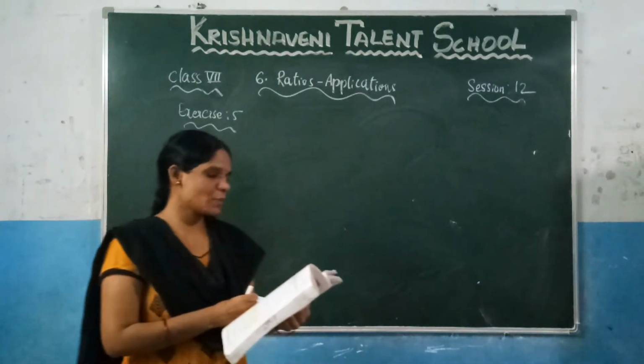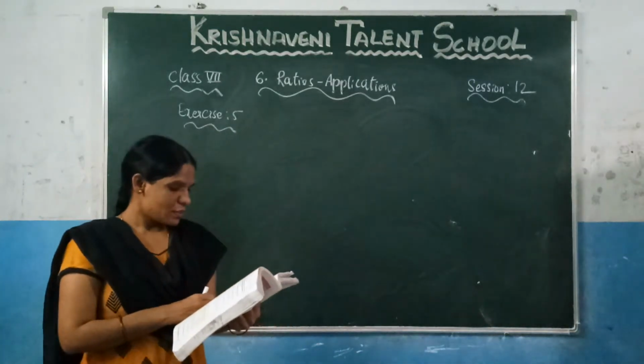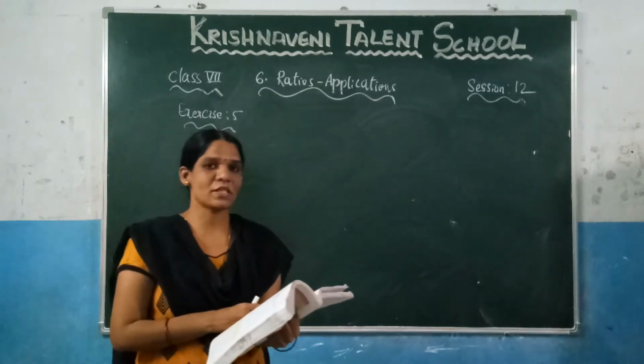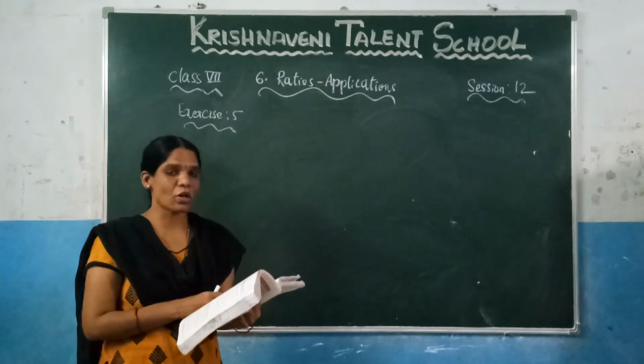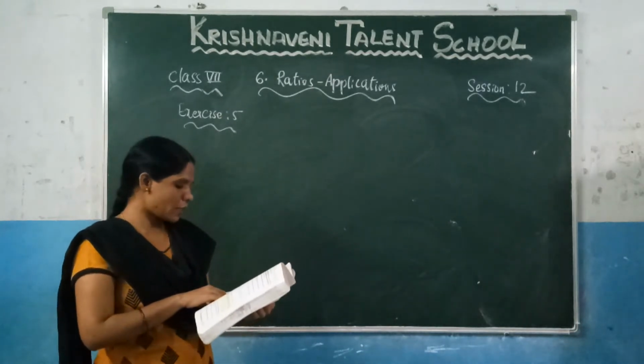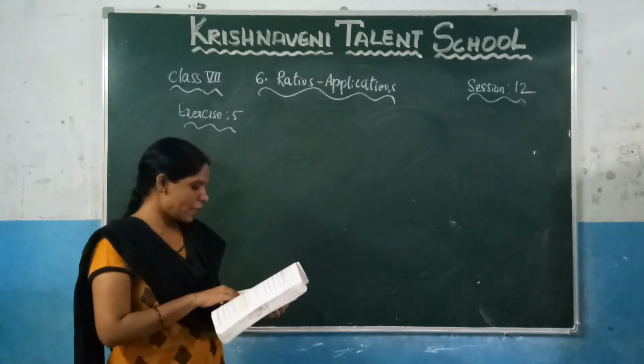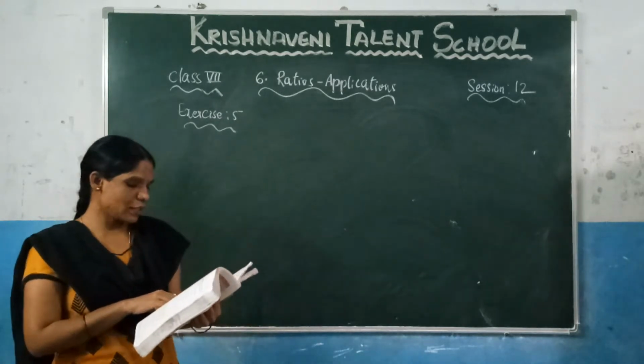Now let us see the next problem in exercise 5. Eighth question. So what is the question they have given here? A carpenter allows 15% discount on his goods. Find the market price of a chair which is sold by him for 680 rupees.